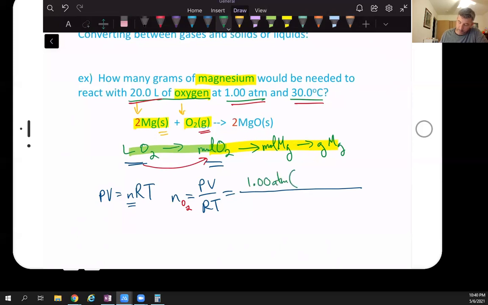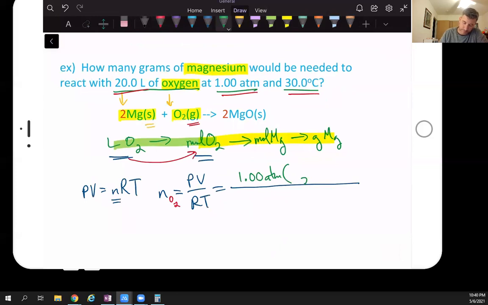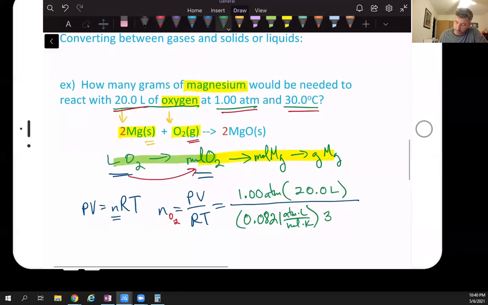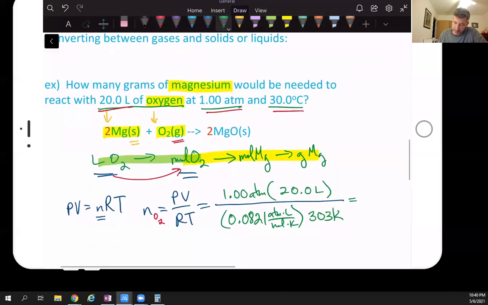Okay, so the pressure in this case is right at 1 atmosphere. The volume is 20 liters. R is always the same down here on the bottom, 0.0821. And the temperature is 30, but we have to add 273, so that's going to be 303 kelvins. Sorry, I said 30 kelvins. I meant 30 degrees Celsius. Add 273 to get it to kelvins.